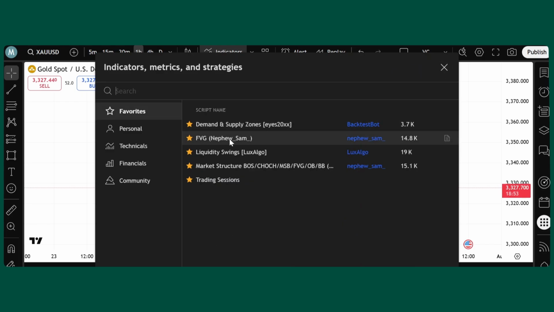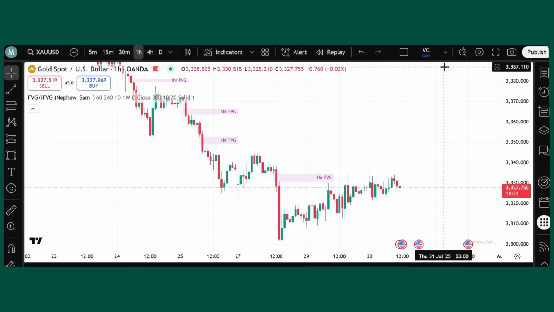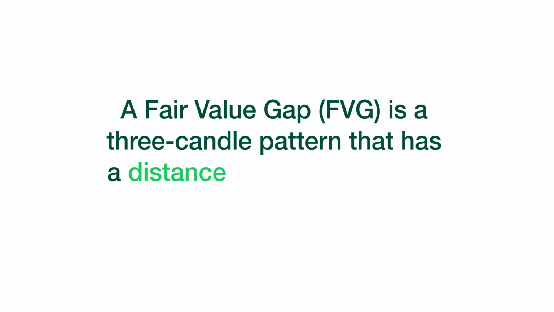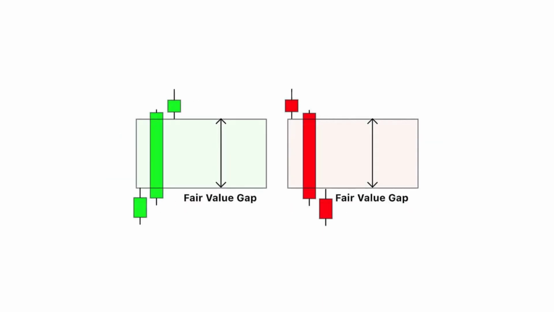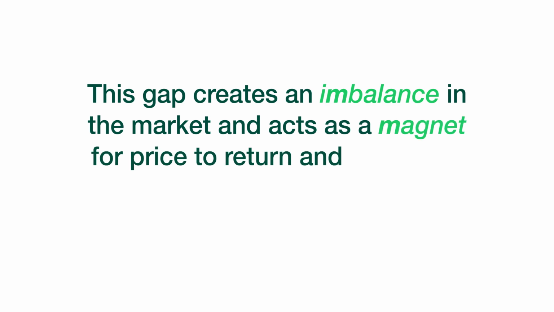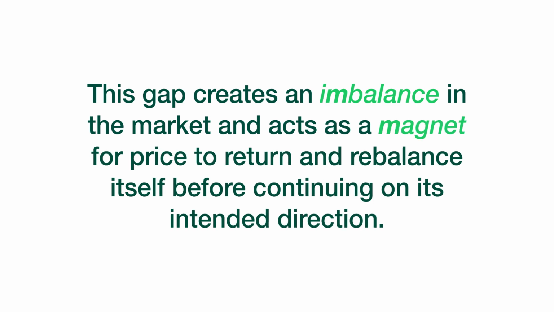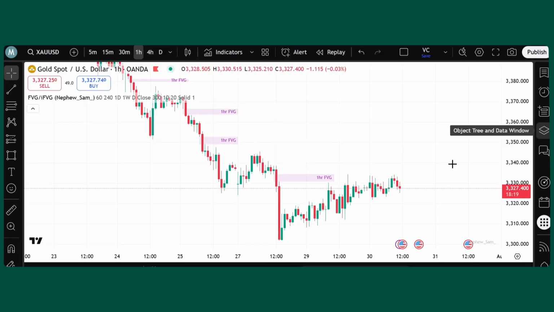So for those who are pretty new in trading, a fair value gap is a three candle pattern that has a noticeable distance between the wicks of the first and third candles. The idea behind it is that during periods of strong momentum, price can move so quickly, leaving behind a gap where little or no trading took place. And this gap creates an imbalance in the markets and acts as a magnet for price to come back and rebalance itself before continuing on its intended direction.